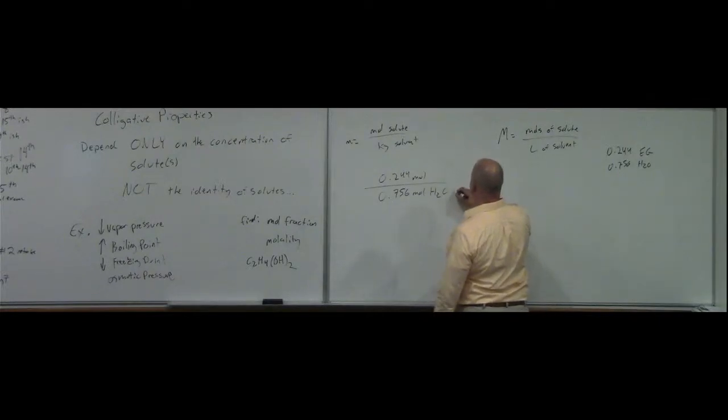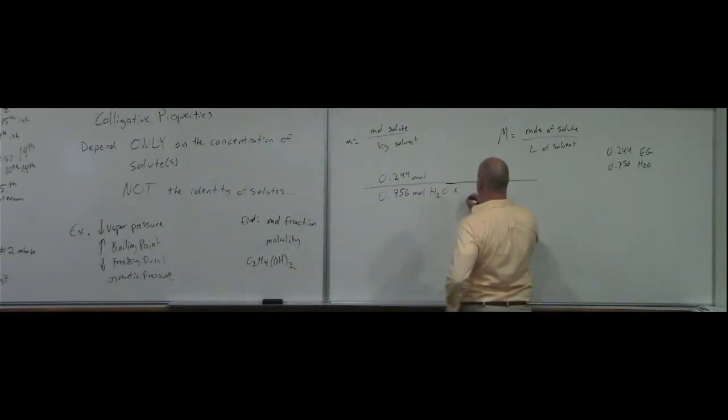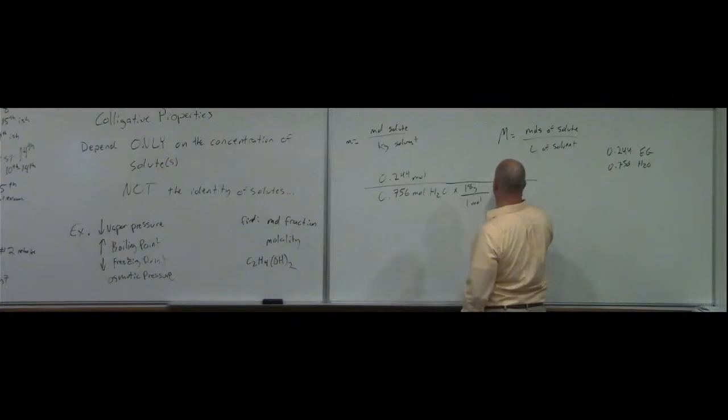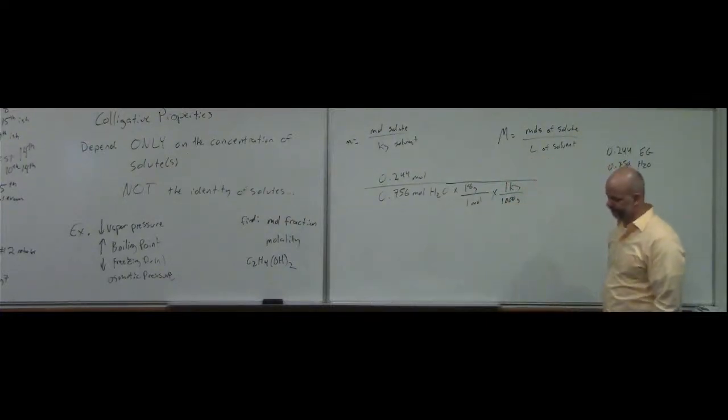So to do that, moles, I've got to use my molar mass. So multiply that by 1 mole of water is 18 grams, 18 grams per mole. And now I've got to get to kilograms. So I've got to do 1,000 grams per 1 kilogram. That will give me my answer.